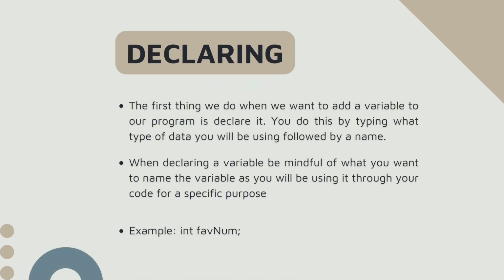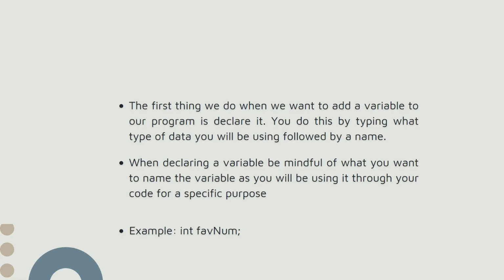So first thing we do is declaring. We want to make sure that you type the data type you will be using followed by a name. When declaring a variable, be mindful of what you'll name it because you'll be using it through your code and you don't want to get mixed up with any other variable. An example here being int favnum. If you wanted to get a user to type in their favorite number, you would store it into int favnum and it will keep track of that.